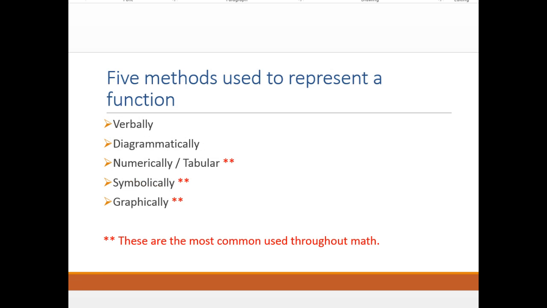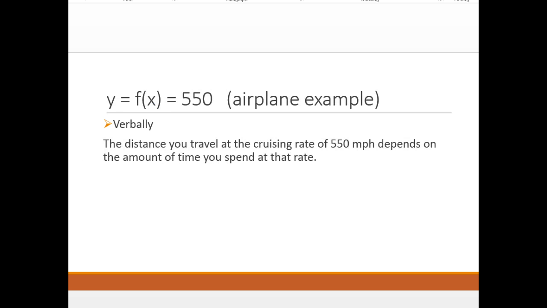We want to talk about the 5 methods used to represent a function. Now, typically, we only really study 4 in mathematics because we do not really worry about verbally how to represent it. And typically in math, when we start dealing with calculations and problems, we're only going to use these bottom 3: the numerical or the tabular table format, the symbolic format, which is just your equation, and then graphically or the graph. The first one we want to look at is verbally.